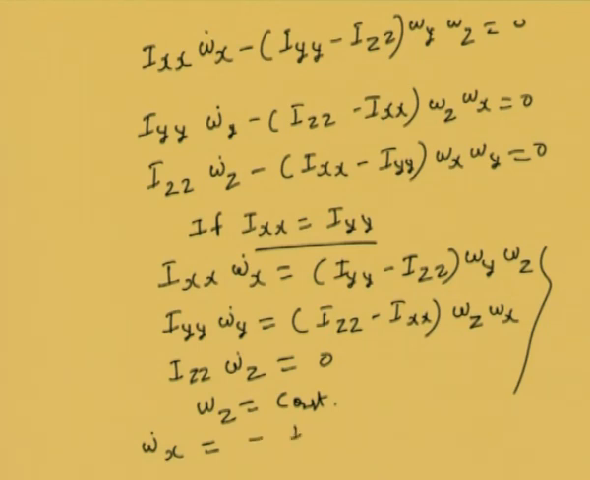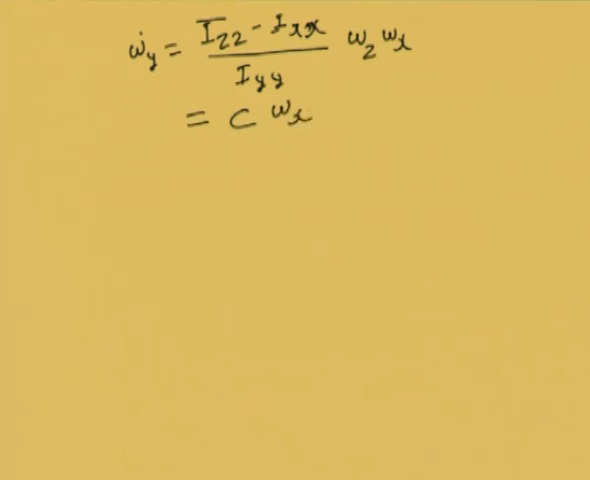And omega dot x is equal to basically minus (Izz minus Iyy) over Ixx times omega y omega z, which is equal to minus c omega y, and similarly omega dot y will be equal to (Izz minus Ixx) over Iyy times omega z omega x, and this is equal to c times omega x.